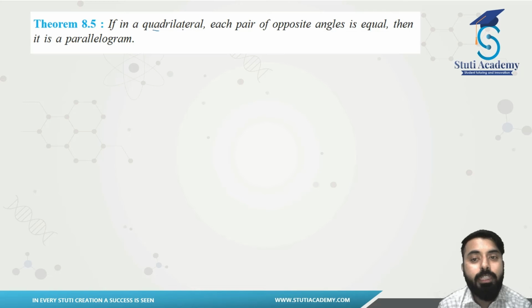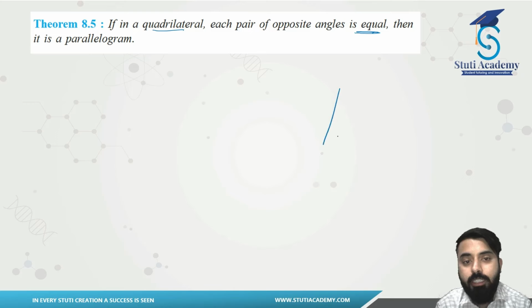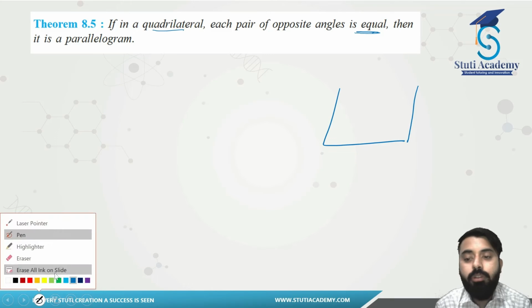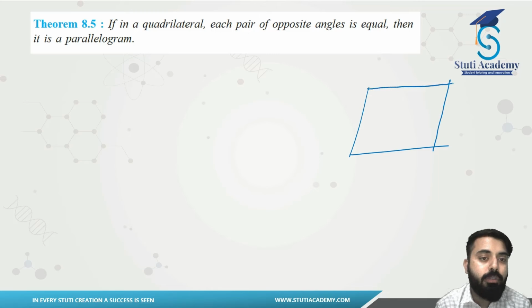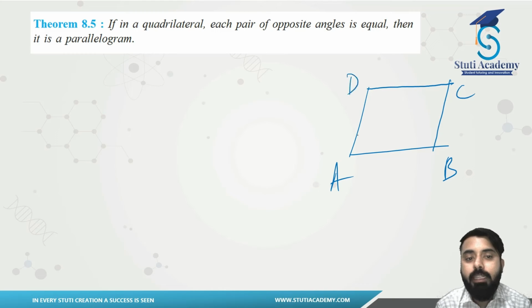In a quadrilateral, if each pair of opposite angles is equal, then it is a parallelogram. See, in a quadrilateral, if each pair of opposite angles is equal, then it is a parallelogram. Remember, if I draw a quadrilateral, let's say this is a quadrilateral. Actually, we are not going to draw it like that, but we have to prove it is a parallelogram. So let's say this is a quadrilateral ABCD, and you have been given that angle A is equal to angle C, angle D is equal to angle B.